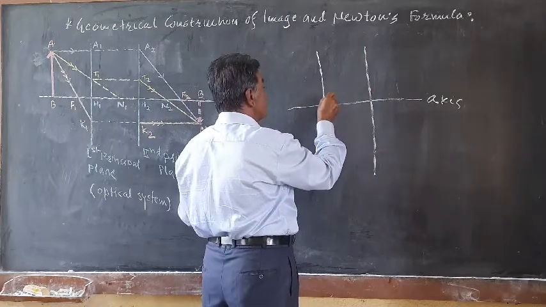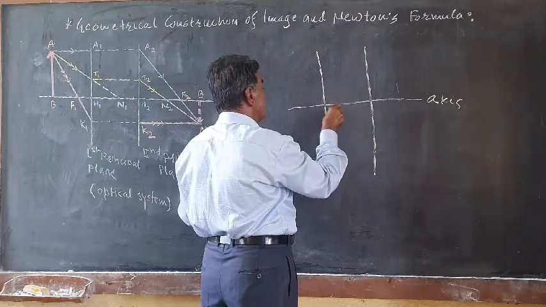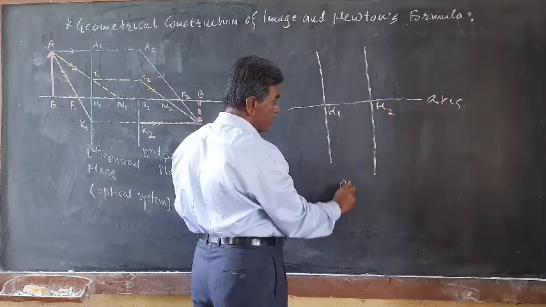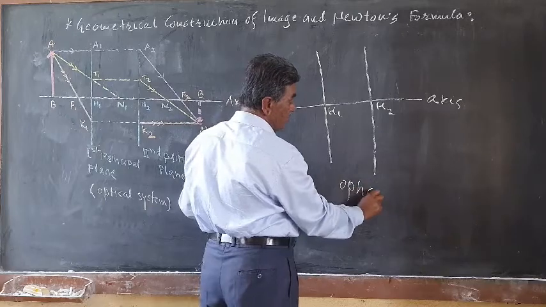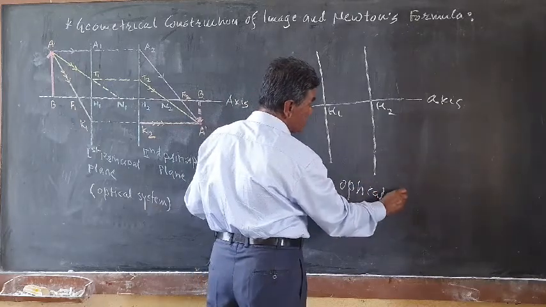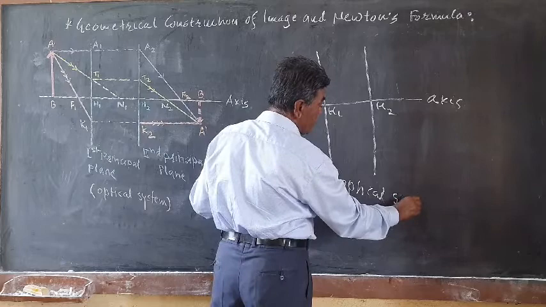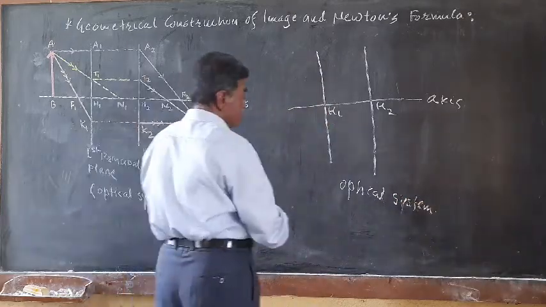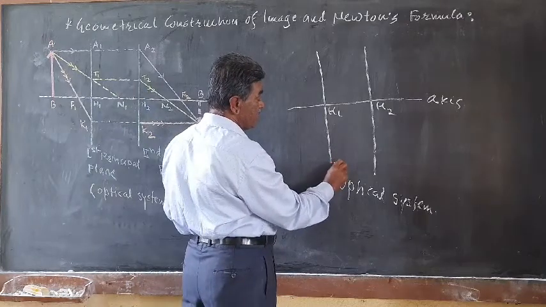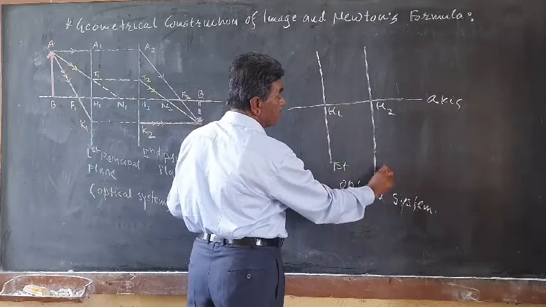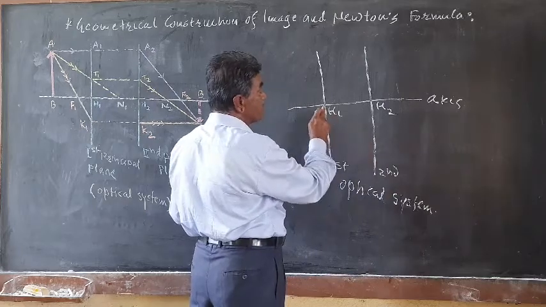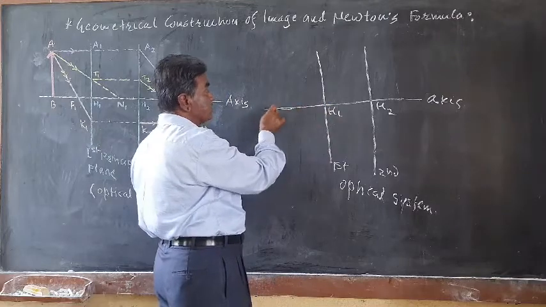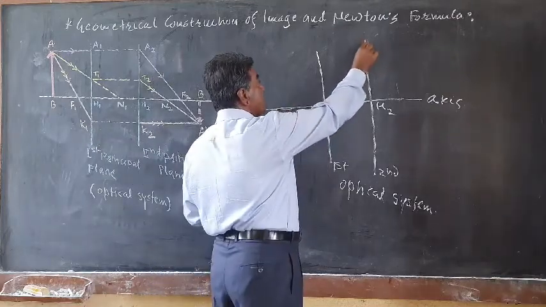They can be represented by H1 here and S2. So the optical system can be represented like this. The optical system is represented by two planes, the first principal plane and the second principal plane. These are the first principal points, these are the second principal points, and this here is the axis. Now, how can it be constructed?